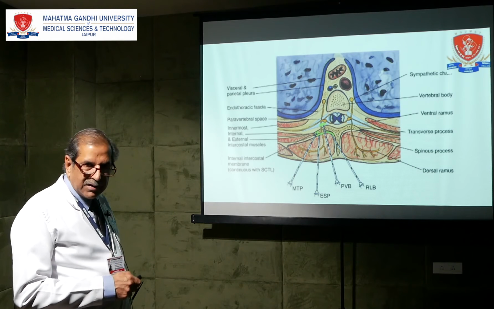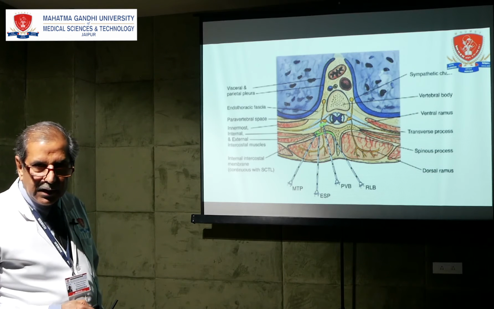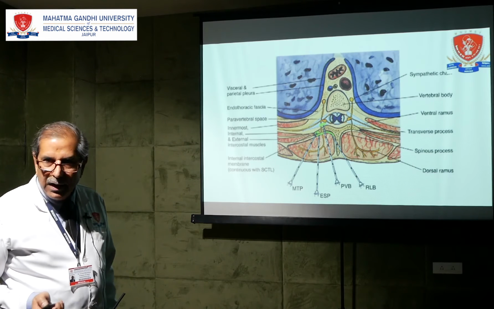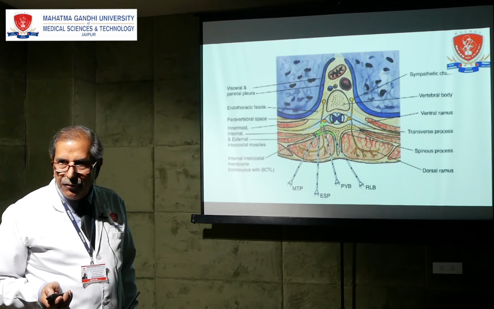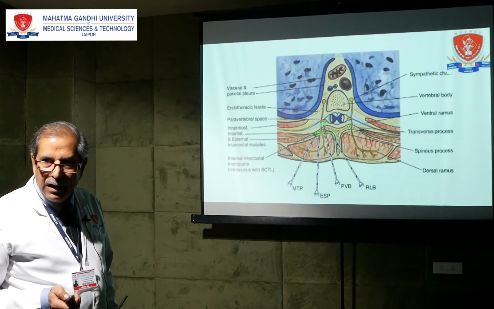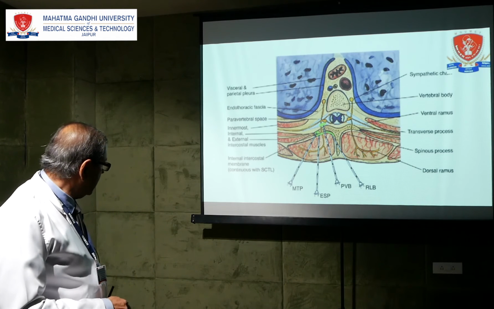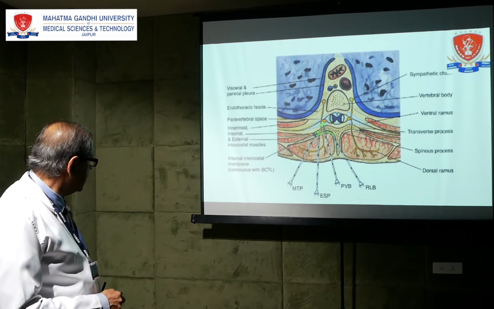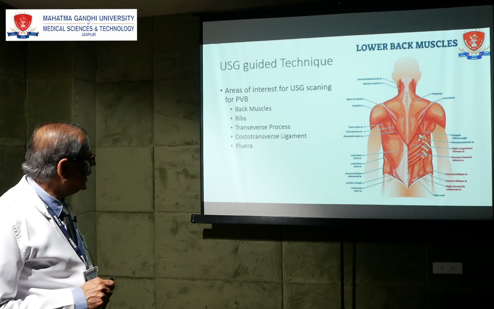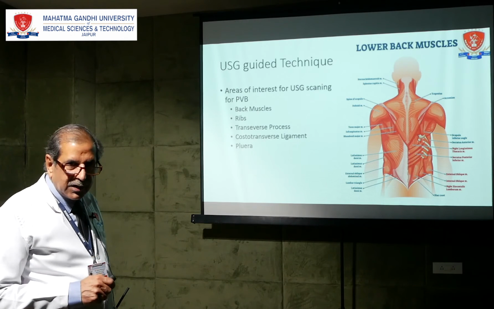You know that the muscles of the back in the upper thoracic region, the first muscle you encounter is the trapezius, and up to T5 you have the next muscle as the rhomboids, and after that the erector spinae muscle. Okay. So, you can differentiate. Now, when you are going to use the ultrasound guided technique, you have to identify the structures.